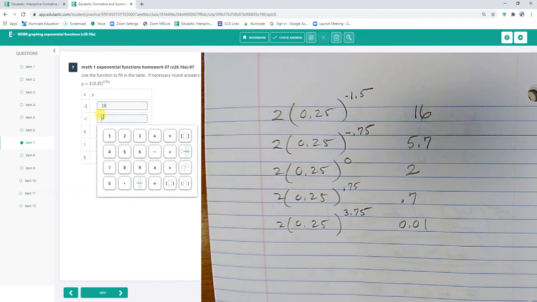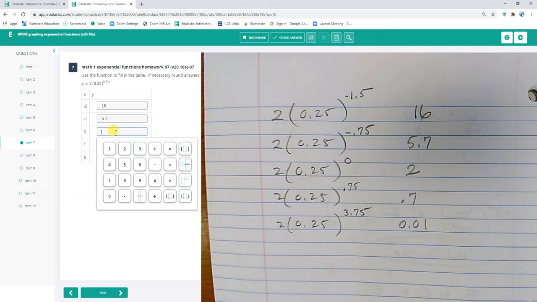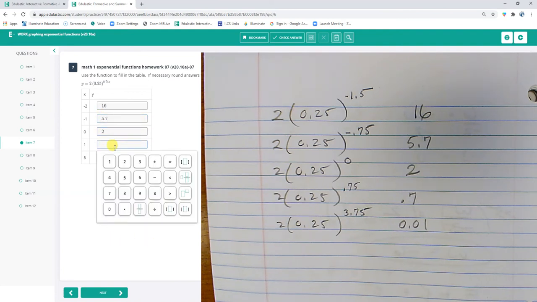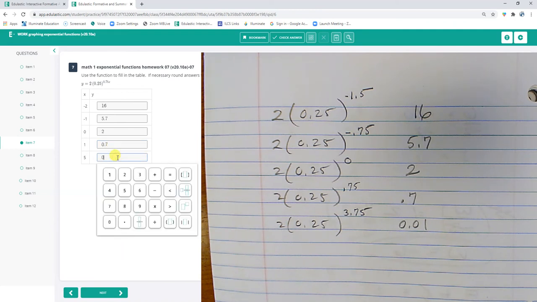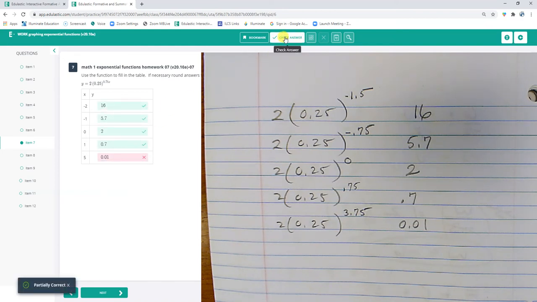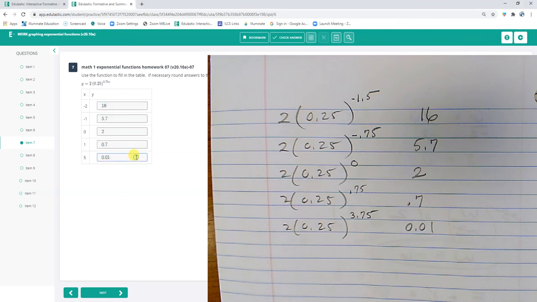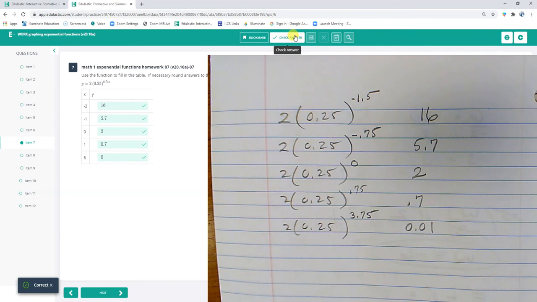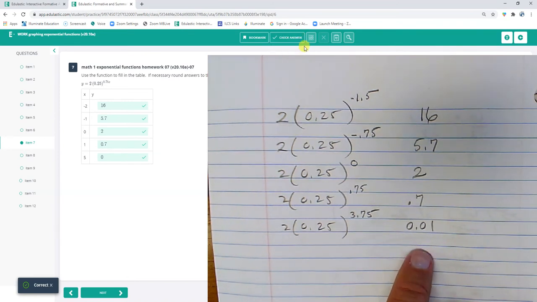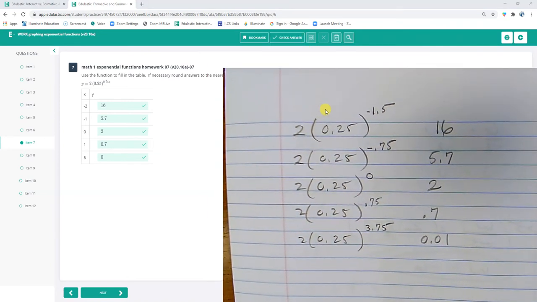16, 5.7, 2, 0.7, 0.01, checking the answers. It does not like that last one. Round answers to the nearest tenth. Rounding to the nearest tenth, this guy would be just a 0. So I lost this one on the rounding because it says to round to the nearest tenth. Okay, now we're going to graph this.